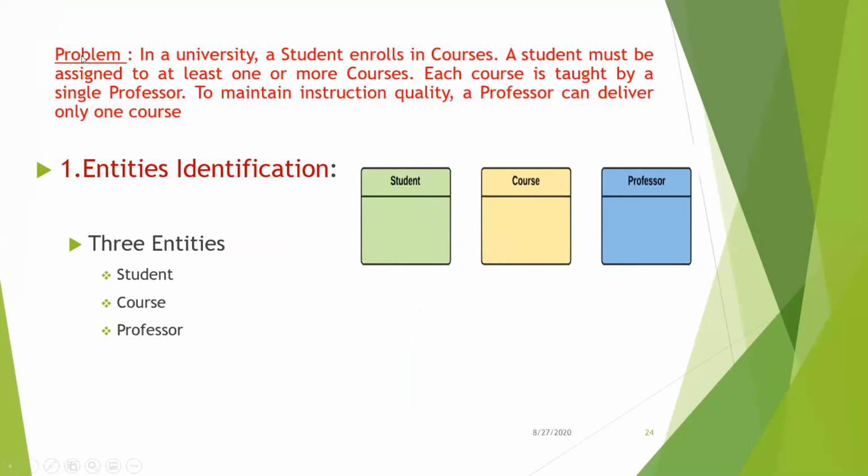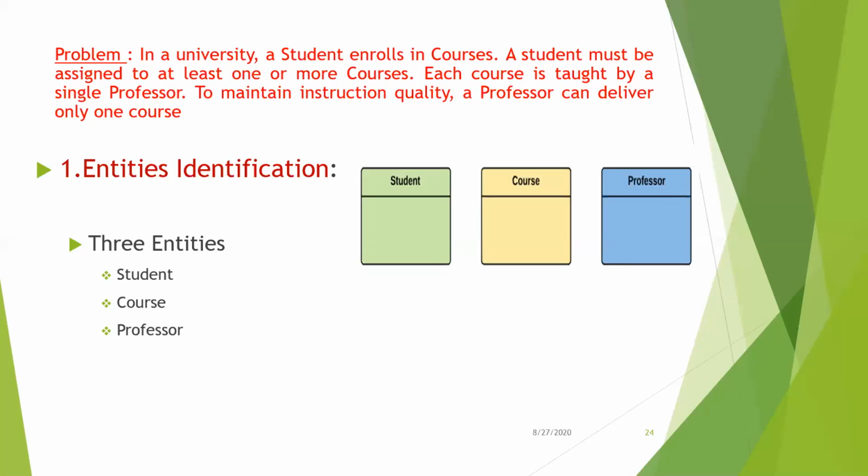So you can see from this problem, we want to draw an ER diagram. In a university, a student enrolls in courses. A student must be assigned to at least one or more courses. Each course is taught by a single professor. To maintain instruction quality, a professor can deliver only one course. So try to read the problem 2 or 3 times, and now we have to remember the 5 steps of creating an entity relation diagram. What is the first step? Identify entities, or entities identification.